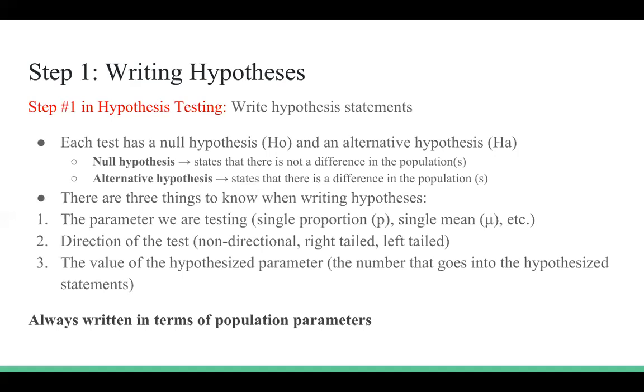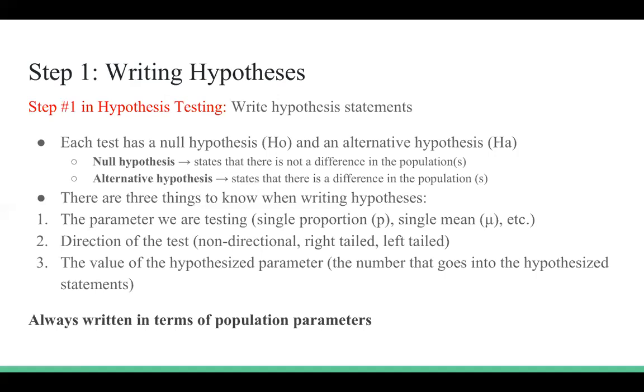There are three things to know when you're writing your hypotheses. First, and very important, the parameter we are testing is going to be used when writing the hypotheses. You have two different symbols for each parameter and statistic. For a proportion, your parameter would be p, and your sample statistic would be p hat. For a mean, you use mu for a parameter, and x bar for your statistic. For hypothesis testing, we always speak in terms of the parameter. So for proportion, we're going to use p, and for mean, we're going to use mu.